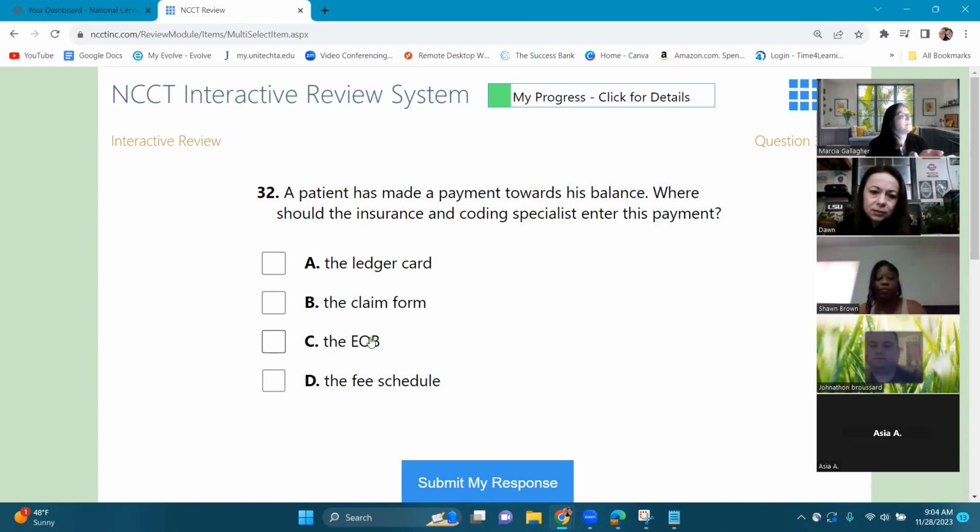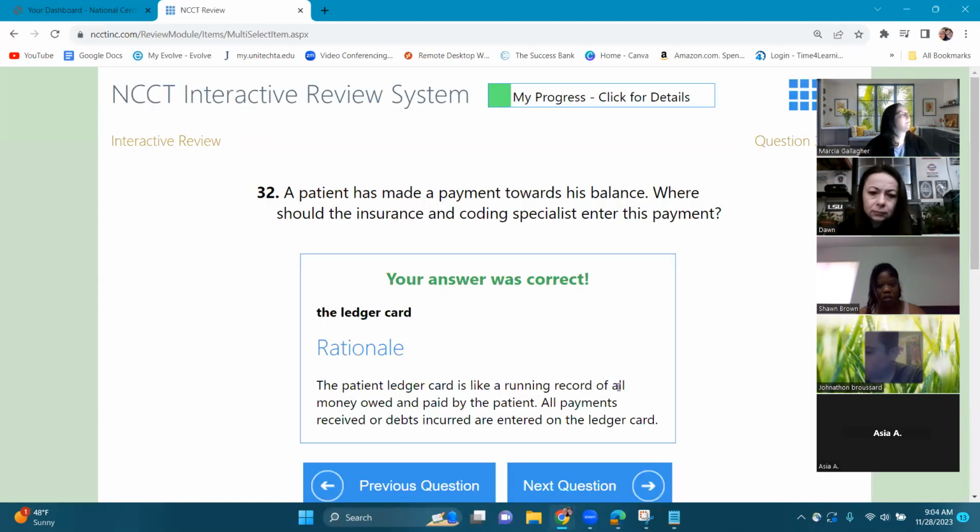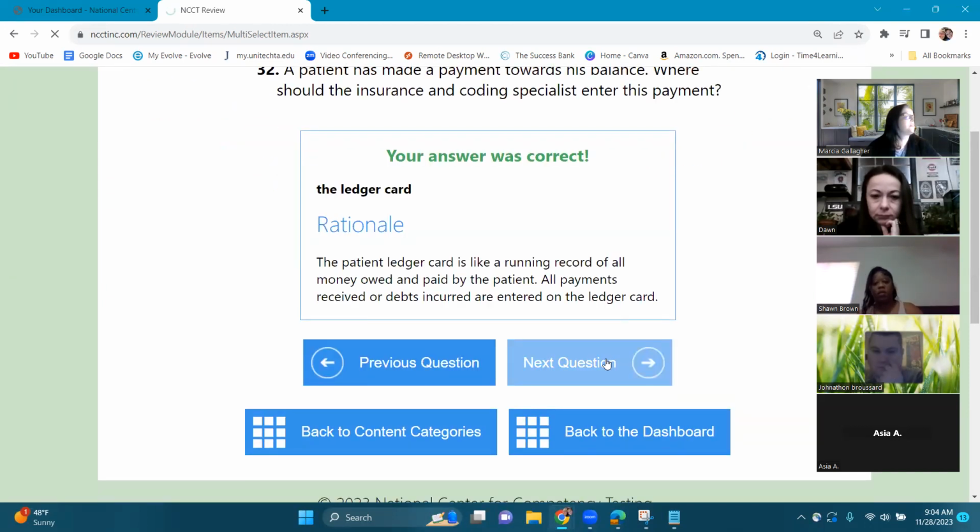Right. The ledger. Let me tell you what threw you off: the word card. Whenever I think of a ledger card, I'm thinking, is that an index card? No, it's just what it's called. We are all electronic now most of the time. The patient ledger card is a running record of all money owed and paid by the patient. All payments received or debts incurred are entered on the ledger card. So let's go to our next question.